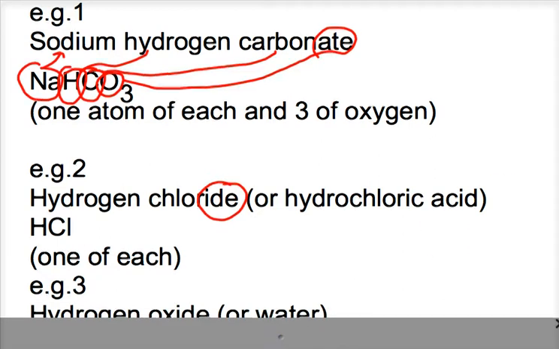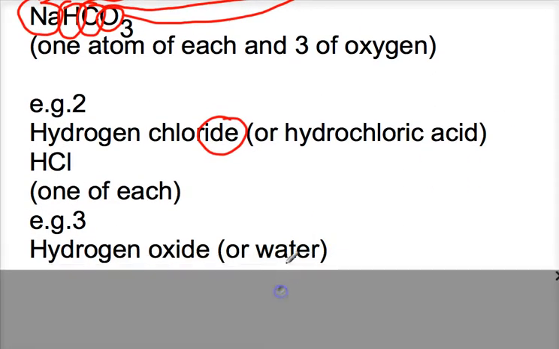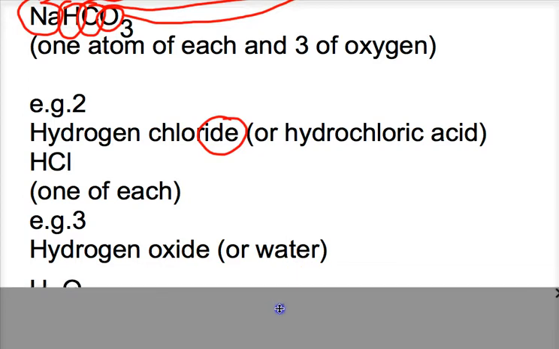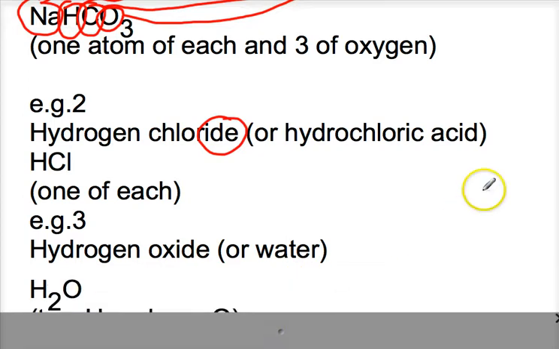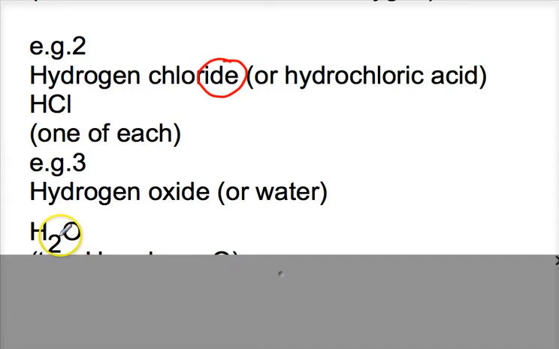Another example, water. Let's call it hydrogen oxide because water won't really tell us what's in it. Hydrogen, oxygen, oxide. The chemical symbols tell us how many atoms of each substance there are. H2O: 2 hydrogens, and only 1 oxygen.